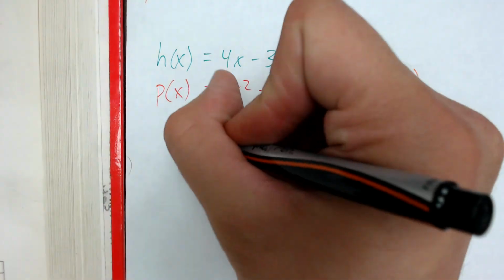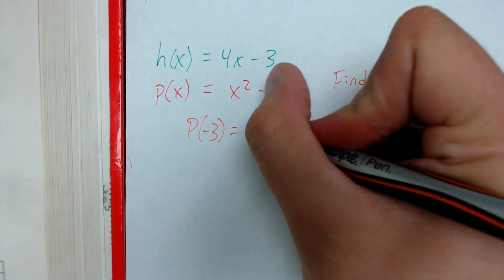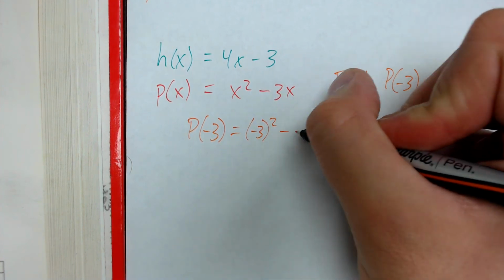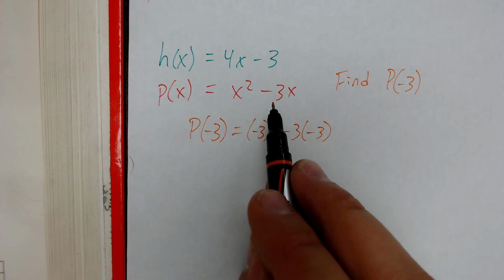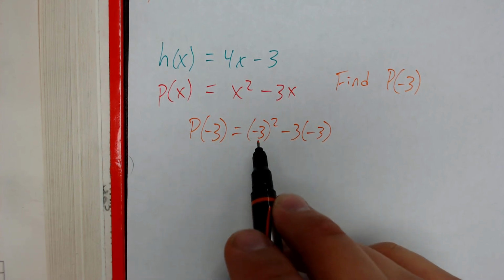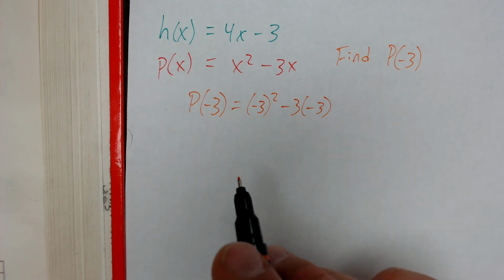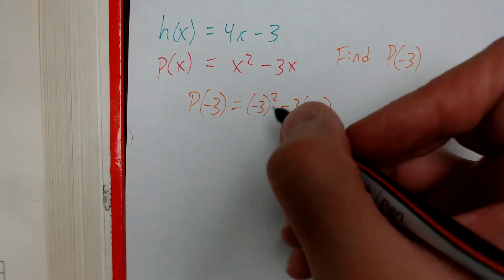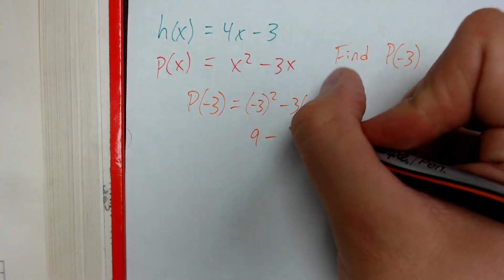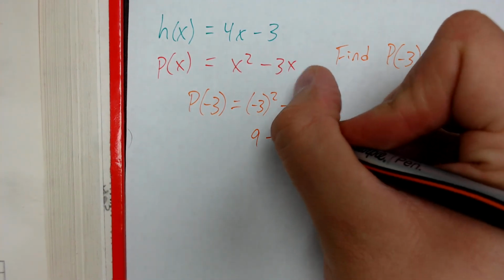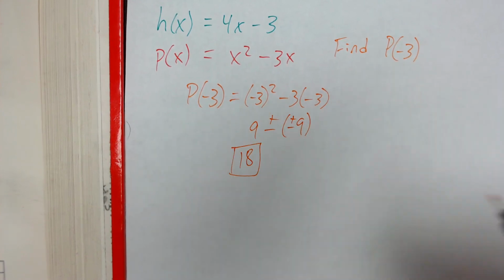So p of -3 would look like this. Same function, but everywhere there was an x, I replaced it with the number -3. If I can solve this, then I can find p of -3. So it's just kind of like the plug-in method. So -3 squared is 9, and then minus -9. It's going to become plus positive. So p of -3 is positive 18, and that would be my answer.